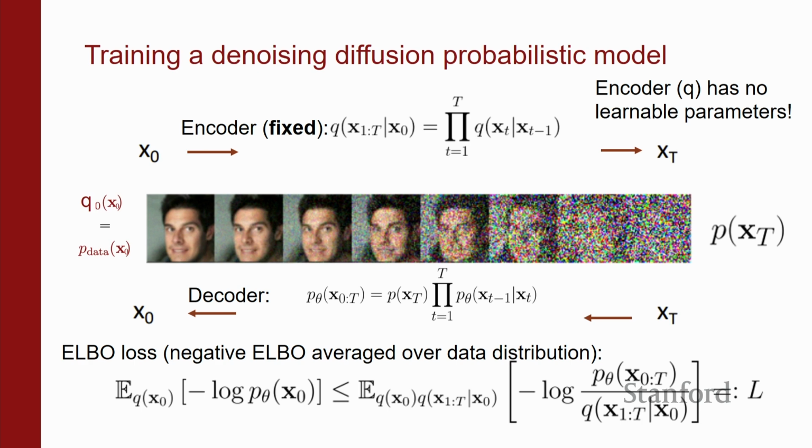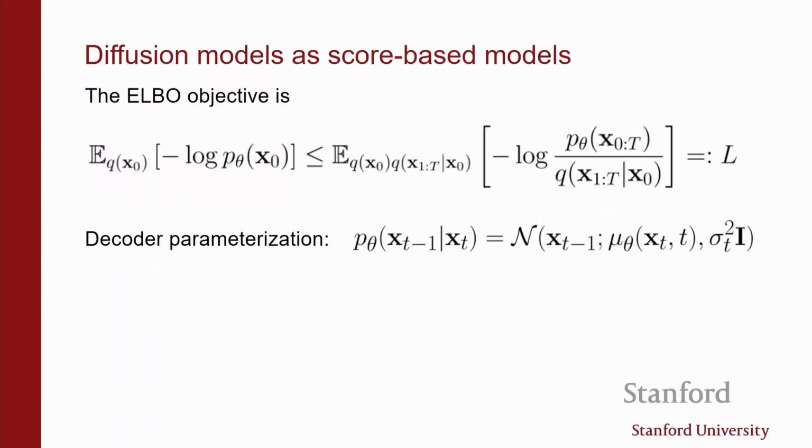It's actually a little bit simpler than the usual VAE. In the usual VAE, q itself is learnable. Here q is fixed, so you don't have to actually optimize it. It's just like a VAE, except that the encoder is fixed. It's not learnable. That's the usual ELBO objective. And recall that these decoders are all Gaussians, and they have this simple form, where to sample x t minus 1, you take x t, pass it through some neural network to get the mean, and then they will have a fixed variance.